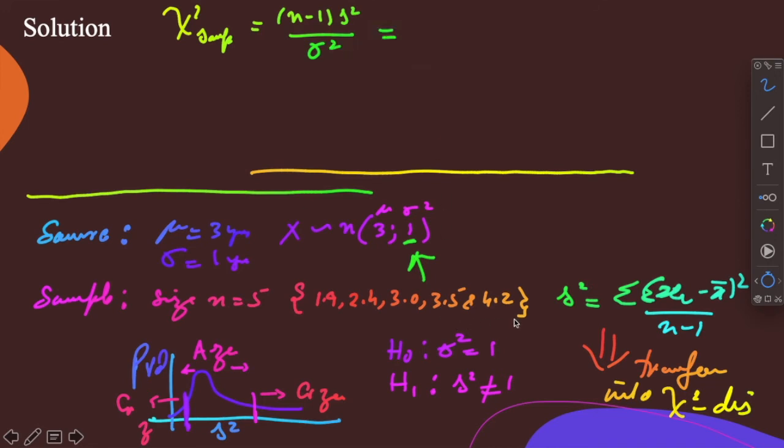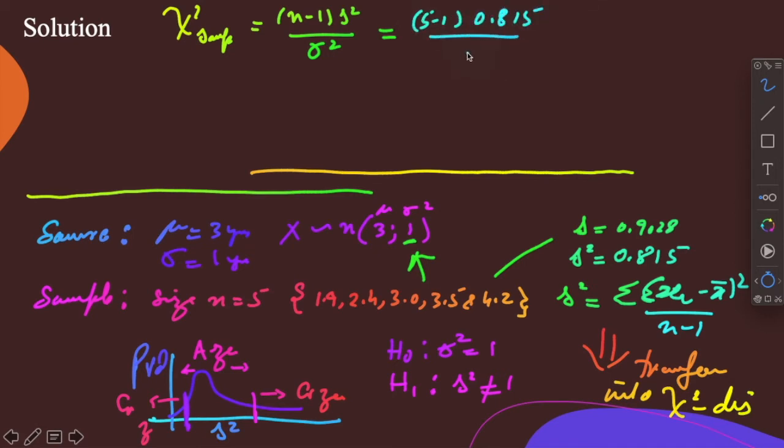S square can be calculated from this. The standard deviation we are getting is S as 0.9028, so S square will be something like 0.815. So this will be 5 minus 1 into 0.815 divided by 1.0. That will be 3.25. So if chi-square is 3.25, we have to see where it lies.